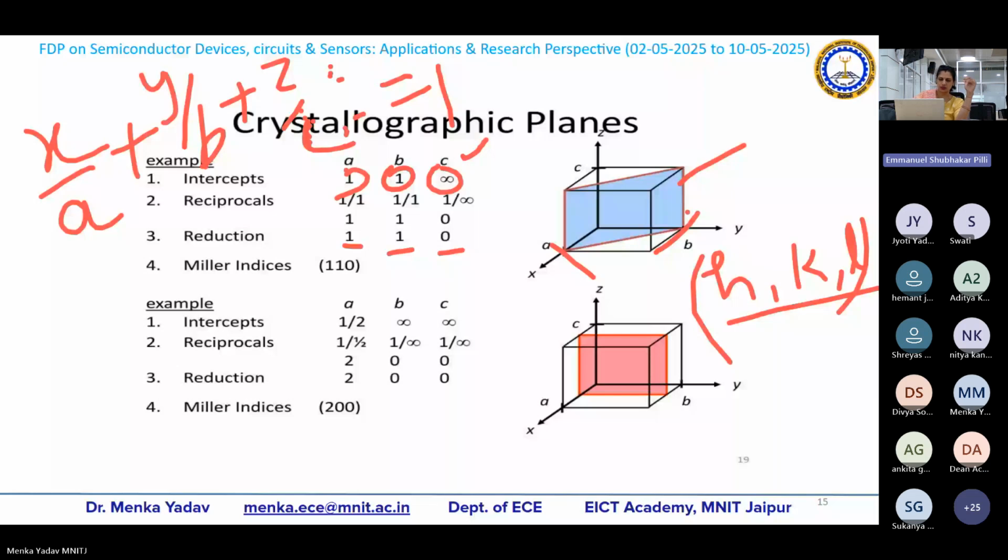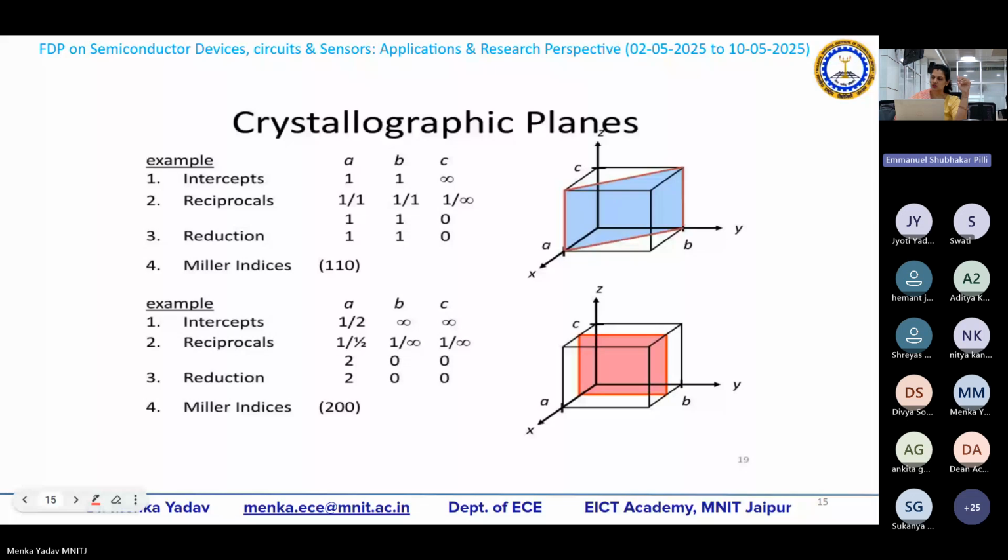Likewise, we can take another example. We can see that this plane is parallel to the YZ axis. It means it is not going to cut the Y and Z axes ever. It is only going to cut the X axis. Let's say it is going to cut at 1 by 2. So take the inverse of that, and you get 2, 0, 0. That's the plane.